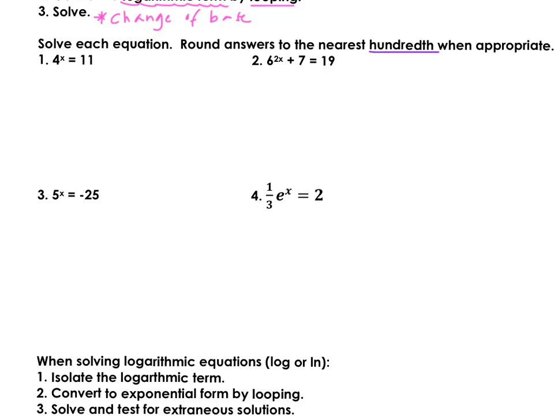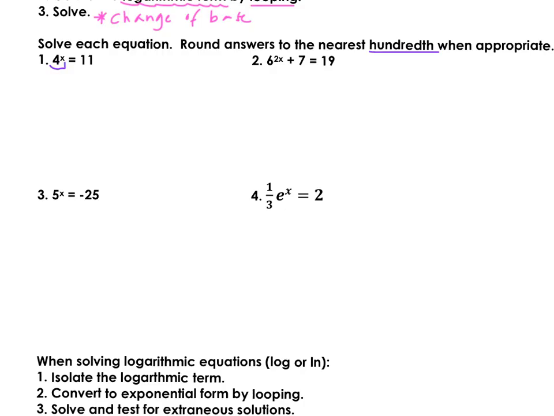Question 1, 4 to the x power is equal to 11. Well, that's not on our power chart because 4 to an integer exponent doesn't get us 11. We'll use the converting to logarithmic form rule to help us here. Now 4 is our base, and notice it's isolated on that left-hand side, 4 to the x power.